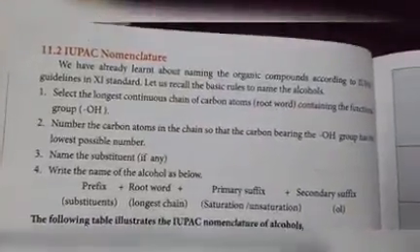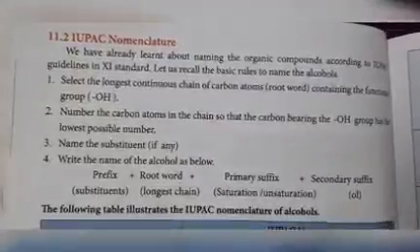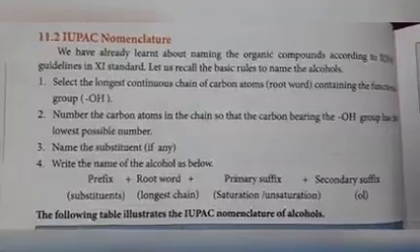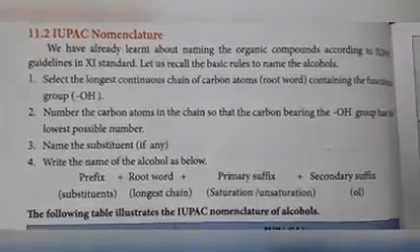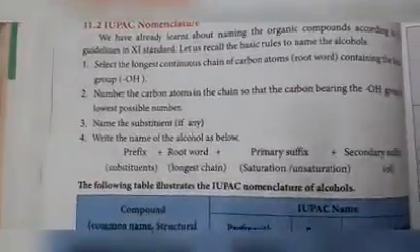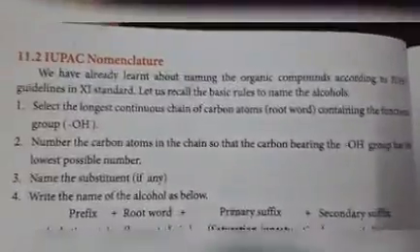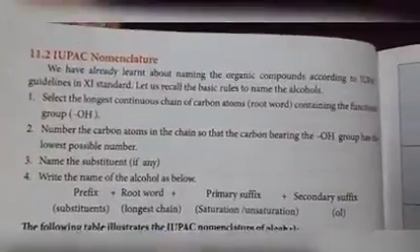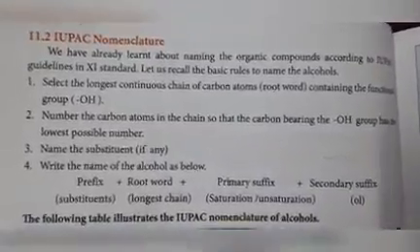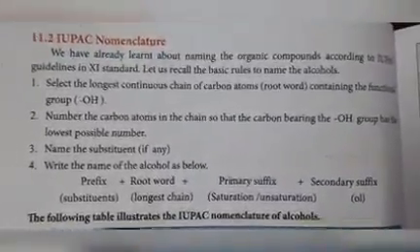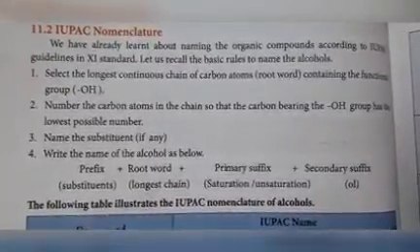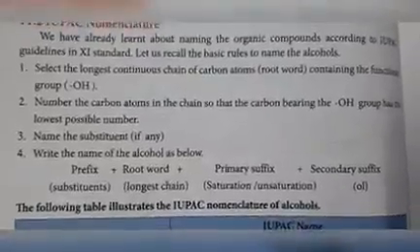Next one, IUPAC nomenclature. We have already learned about naming organic compounds according to IUPAC guidelines in 11th standard. Let us recall the basic rules to name the alcohols. First, select the longest chain of carbon atoms, and the chain must contain the OH functional group.